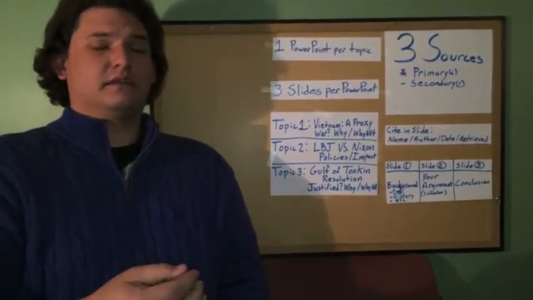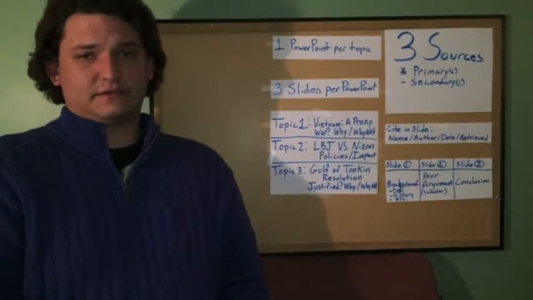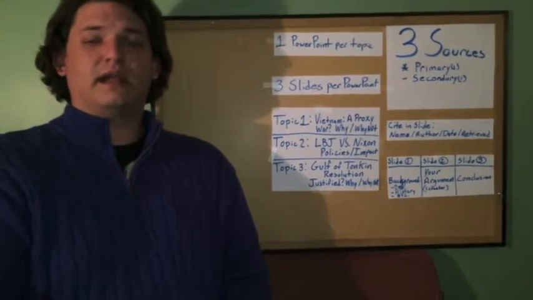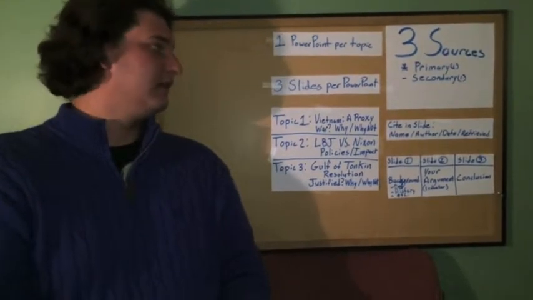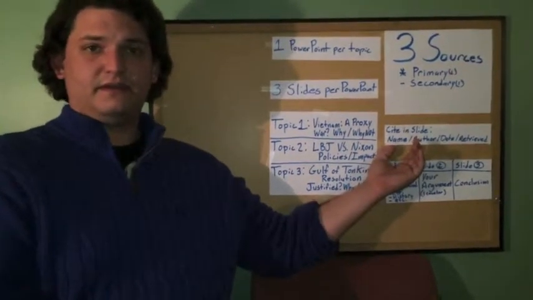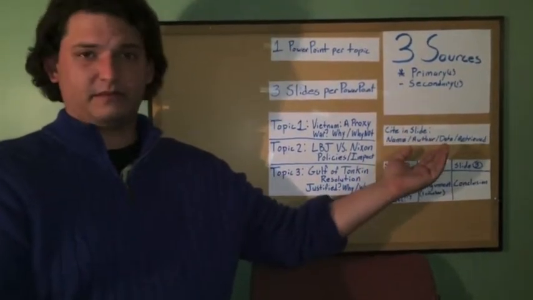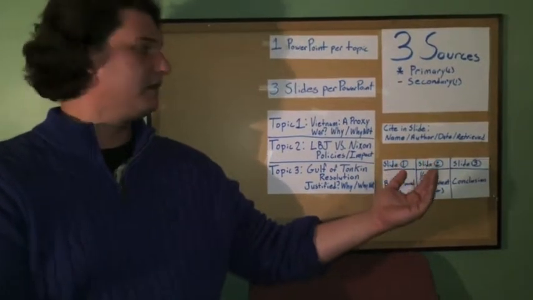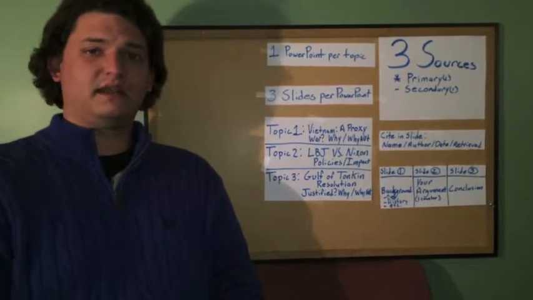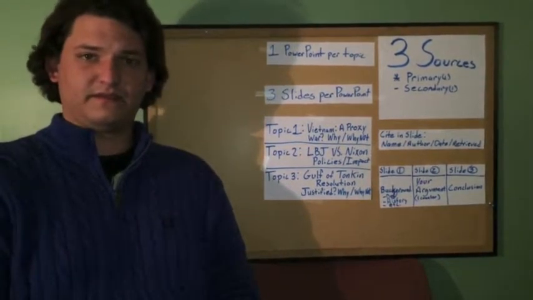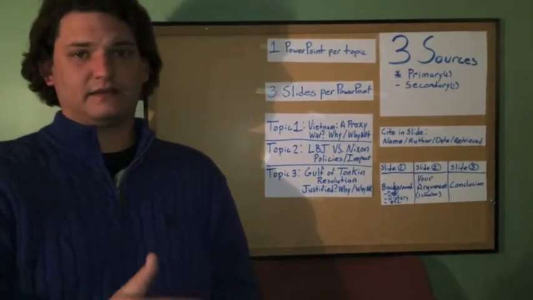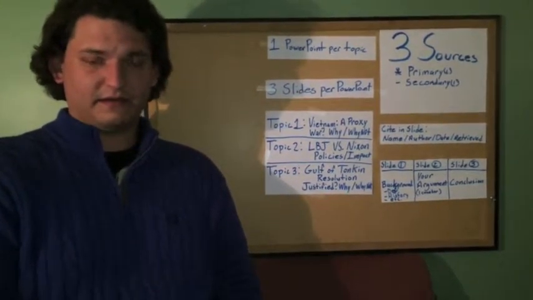Now, you will be required to cite your sources in the slide in which the information is used. Now, the way I would like you to cite your sources is the name of the material, the author of the material, if there is one, the date it was published or found or whatever, and where you retrieved it. So if it's a source from the internet, I'd like to know what website you found it on. If there's an electronic database you found it from, I'd like to know which electronic database you found it in.